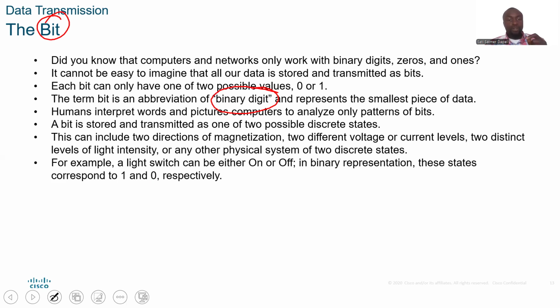This can include two directions of magnetization, two different voltages or current levels. So the concept of using binary is because it gives us a two-state circuit. It is either on or off. It's either there is or there is not. Okay, so it makes it very easy.